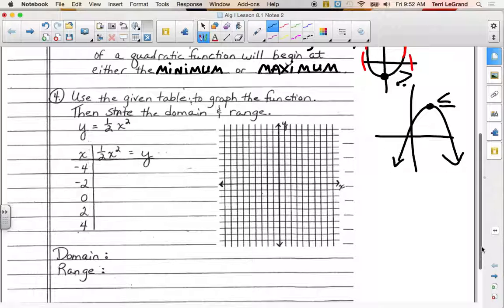Okay, so this is number 4 because we're carrying on from yesterday. Use the given table to graph the function, then state the domain and range. What I typically do right now while we're learning how to graph using tables of quadratic functions, I typically give you the x values. Even though the domain can be anything you want, you can pick whatever you want. Some of you crazy people in here might want to pick some fractions.